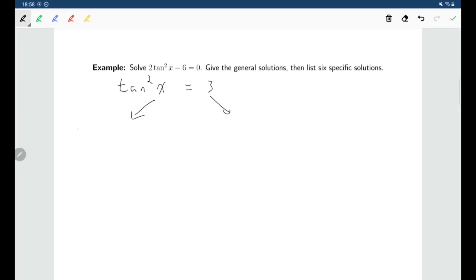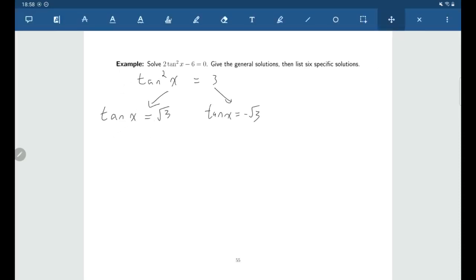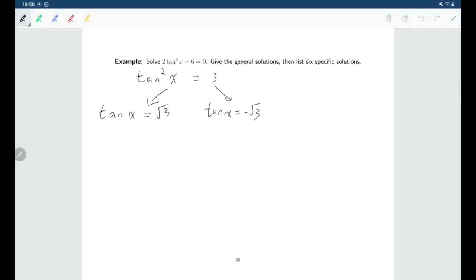So in other words, we're going to have 2 equations to look at: tangent of x being positive root of 3, and tangent of x being negative root of 3. And for this, again, we know that we're only going to need to find solutions between 0 and pi, and that's because tangent has a period of pi.